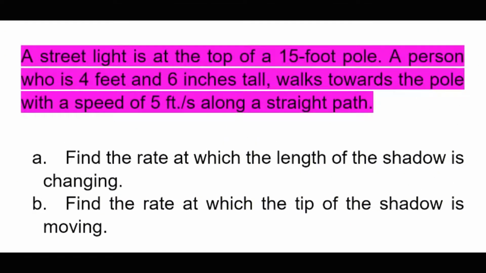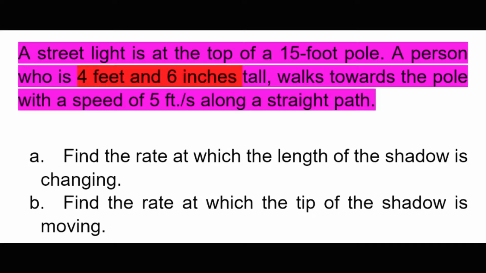A street light is at the top of a 15-foot pole. A person who is 4 feet and 6 inches tall walks towards the pole with a speed of 5 feet per second along a straight path. First, find the rate at which the length of the shadow is changing. Second, find the rate at which the tip of the shadow is moving.